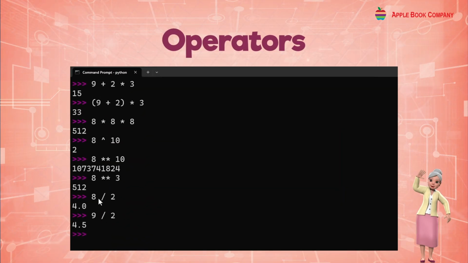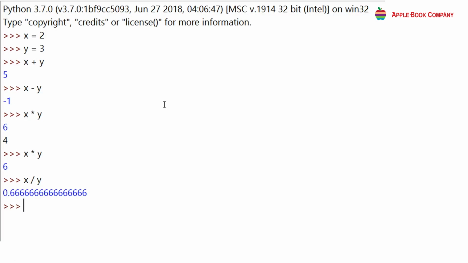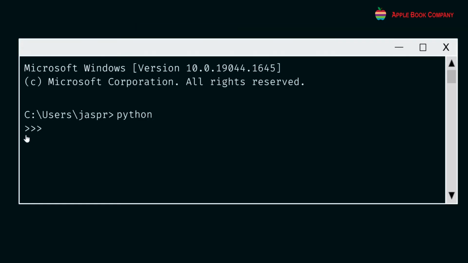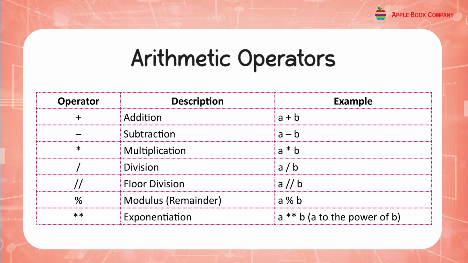Operators. Operators are special symbols in Python that perform operations on values or variables. They help us carry out calculations, compare values, and make decisions in our programs. Types of operators. In Python, operators are grouped into several categories based on the type of operation they perform. Here are some common types. Arithmetic operators. Arithmetic operators are used to perform mathematical calculations like addition, subtraction, multiplication, division, etc.